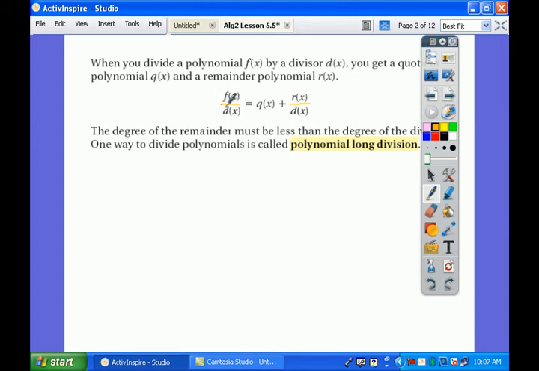Okay. So, what we're showing here is I have my polynomial function f. I'm going to divide it by some polynomial d, and that's going to equal q, the quotient, plus r, the remainder. That's the idea here.